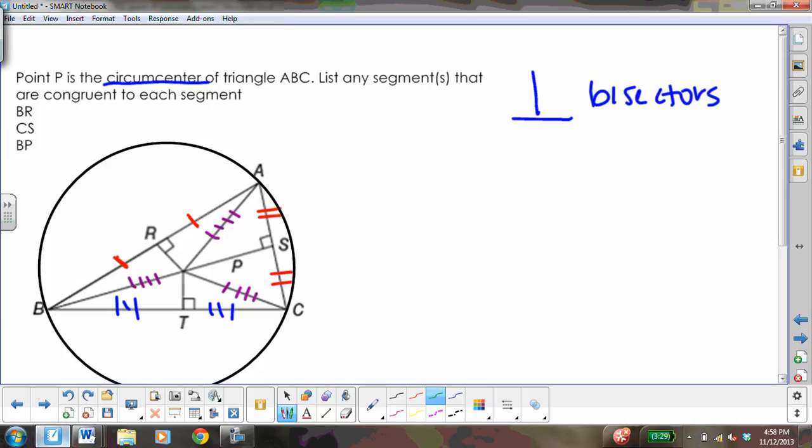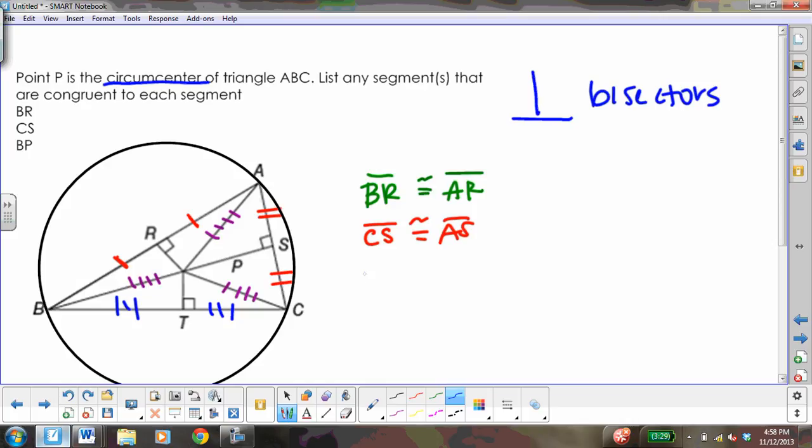So, let's answer the questions. BR. A segment that is the same as BR, or congruent to BR, has to be AR. Other segments in the picture could be the same, but I don't know for sure, so I can't state that. Segment CS is right here, so AS has to be congruent to CS. Again, because of perpendicular bisectors.